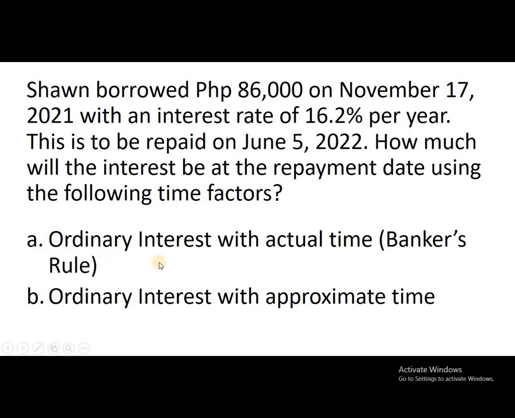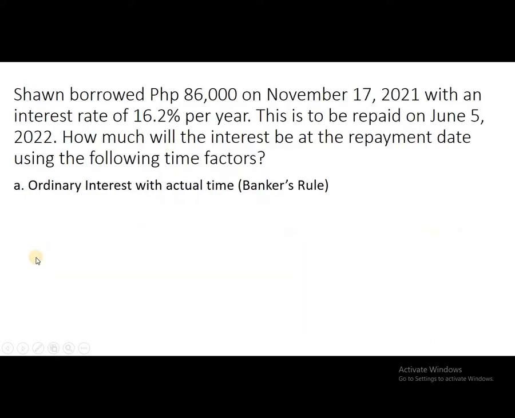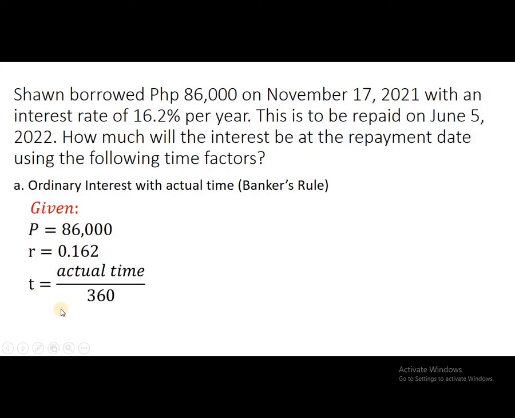Letter A, ordinary interest with actual time. This is what we call the banker's rule. And letter B, ordinary interest with approximate time. Let's start with letter A. We list the given. The principal amount is 86,000. The rate is 16.2%. In decimal, that would be 0.162. And the time expressed in years is actual time over 360.